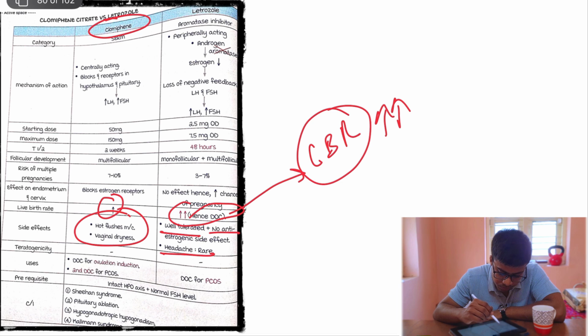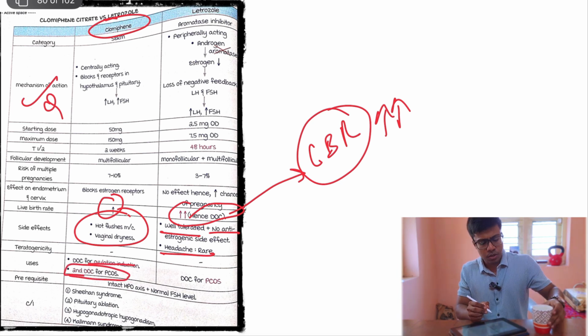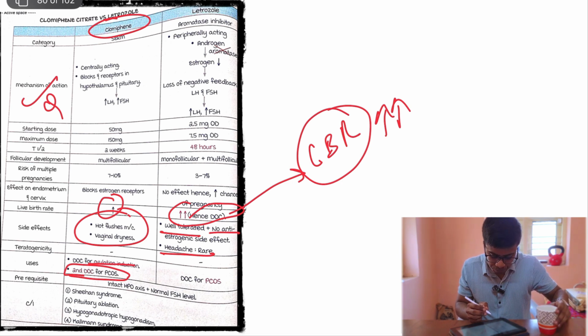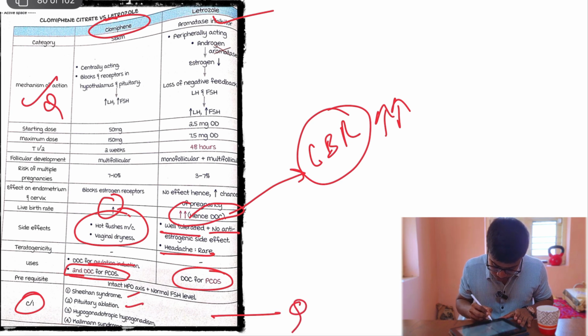Apart from that, you should know the mechanism of action of these drugs. This is one more MCQ. You should learn this. Dose, no need to learn because it's not asked that much. Apart from that, uses: for ovulation induction we use clomiphene citrate, second drug of choice in PCOS, but for ovulation induction we use clomiphene citrate. Drug of choice for PCOS is letrozole. These both drugs are contraindicated. One more question: contraindicated in Sheehan's, pituitary ablation, hypogonadotrophic hypogonadism, and Kallmann syndrome.